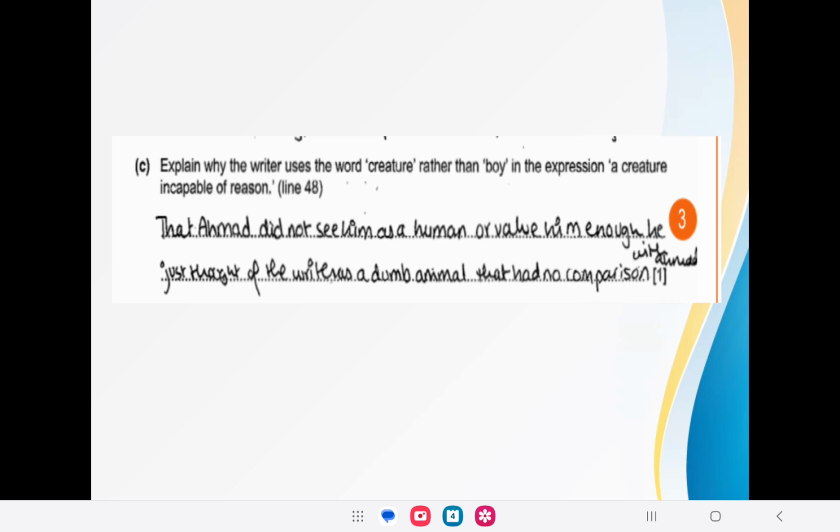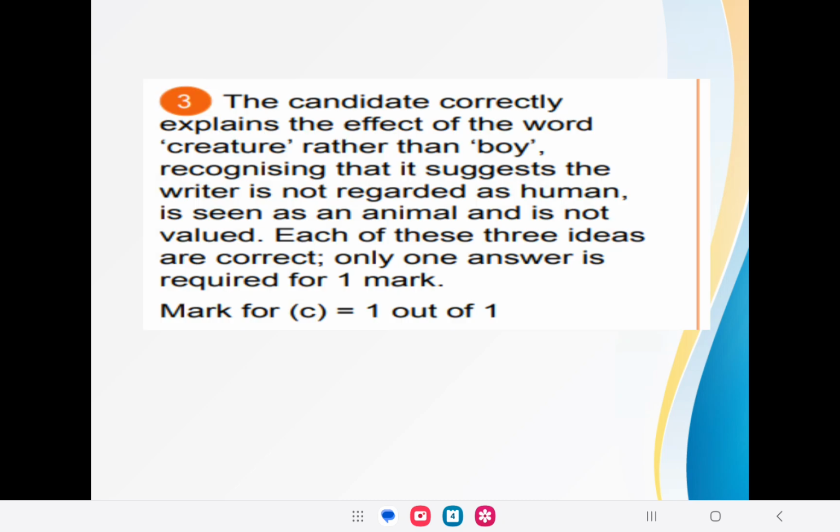You are going to understand it yourself, and after that you are going to convey the message to the reader, to the examiner, in the answer that you are going to write there. So that is the examiner comment here.